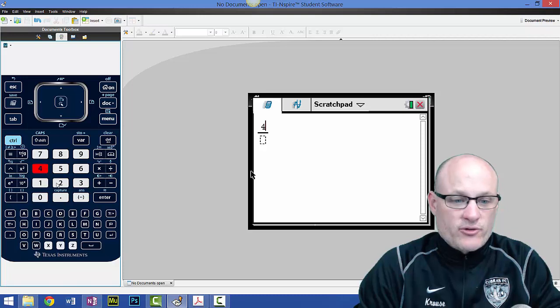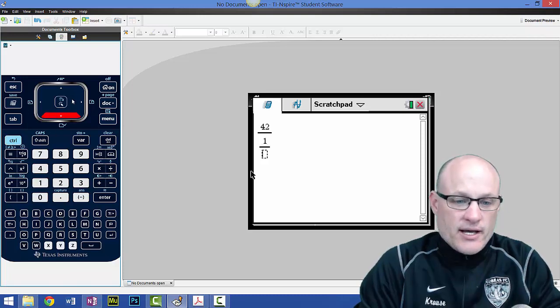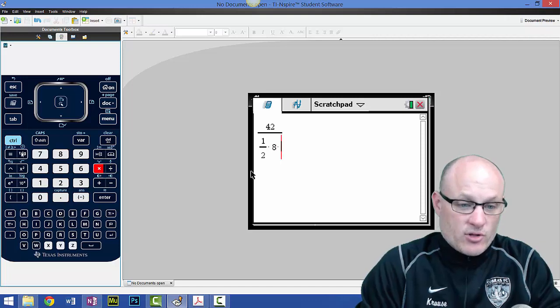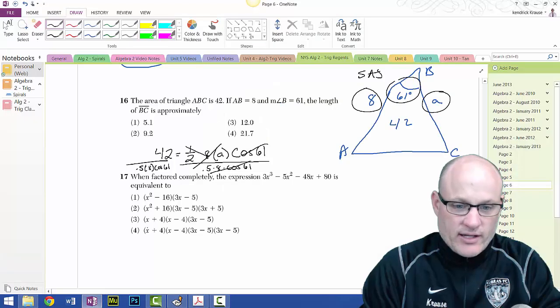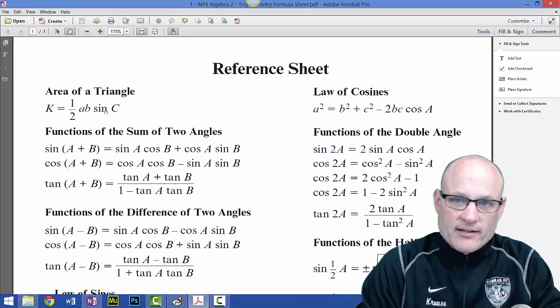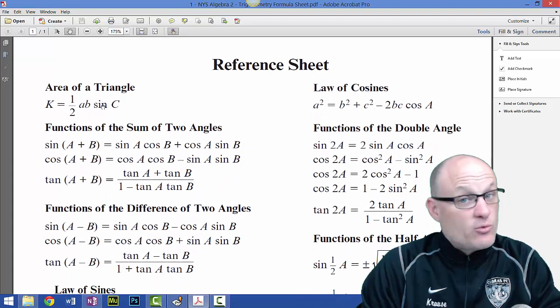We're going to take the 42 and divide by 1/2 times 8 times cosine. Wait a second. Did I just put cosine in this problem? Let's look at the formula. The formula says sine. This is where you make dumb mistakes.